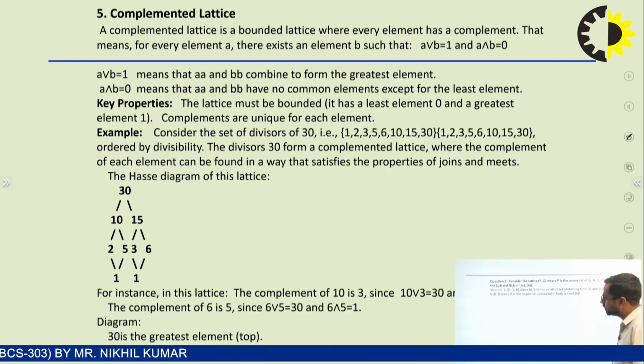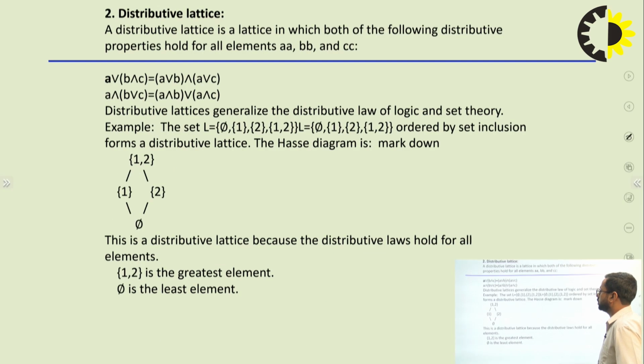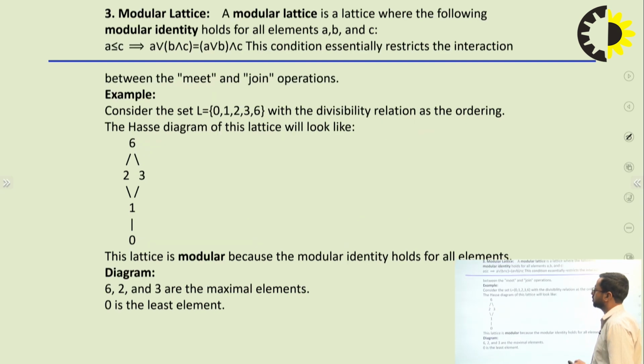So what are they? The first one is the bounded lattice. A bounded lattice is a lattice that has both the greatest element and the least element. That means the GLB and LUB are present, the 0 element and the 1 element are present, and it is known to be a bounded lattice. The next one is the distributive lattice. Suppose A, B, C are elements; if they satisfy the distributive property, then it is known to be a distributive lattice.